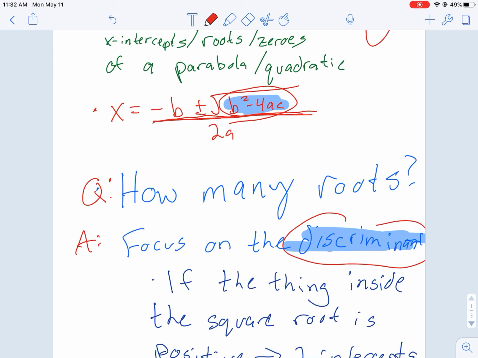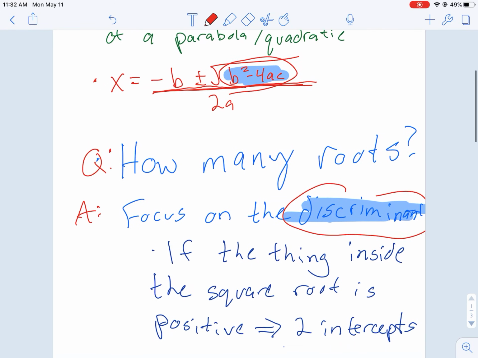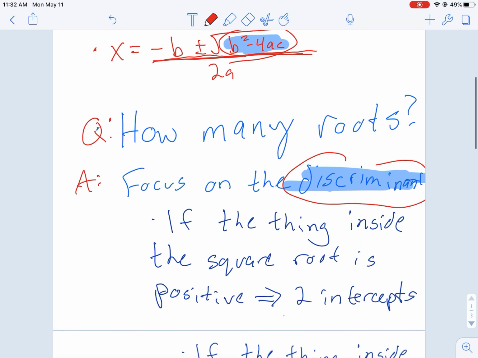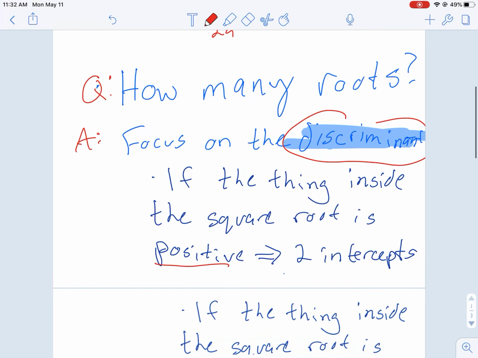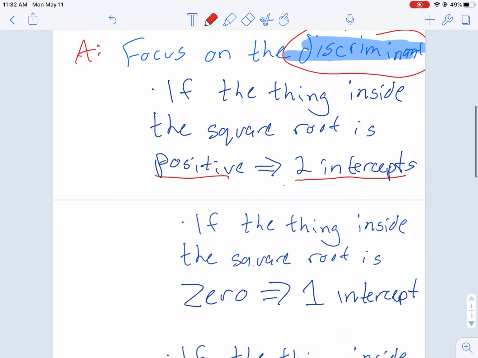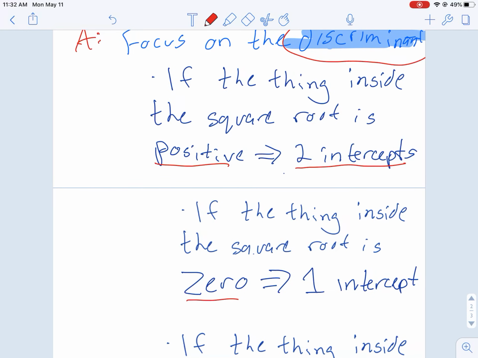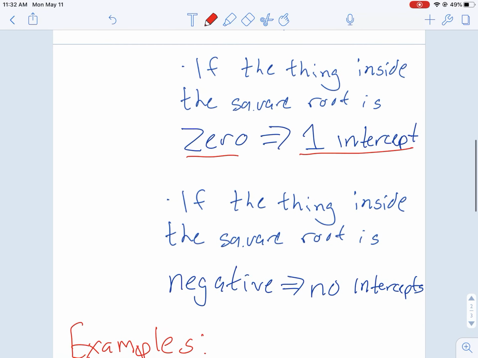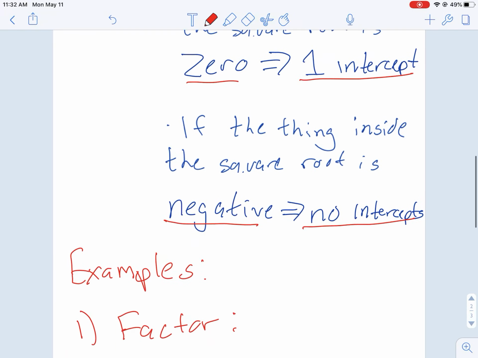That's the part under the square root. If you solve this first, b squared minus 4ac, you will be able to determine how many roots there are. If your answer is positive, you will get 2 intercepts. If you get an answer of 0, you'll get 1 intercept. And if you get a negative answer, there are no intercepts. So let's look at an example.